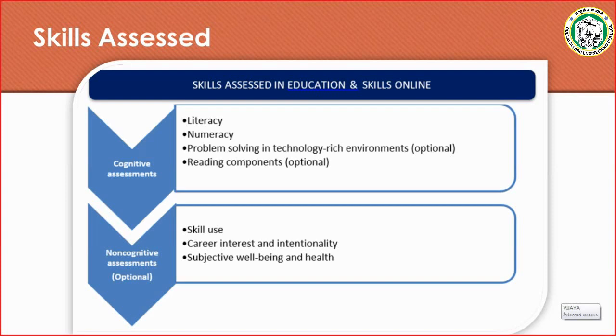Organizations providing adult literacy and numeracy training who wish to have information that can help diagnose the strengths and weaknesses of learners and evaluate the results of training against national and international benchmarks are the organizations who are using this. Educational institutions such as universities, vocational education and training centers can use Education and Skills Online as a diagnostic tool for incoming students to understand their need for the courses.